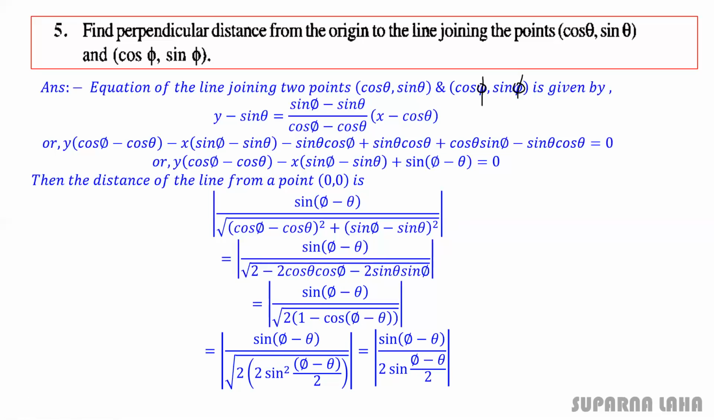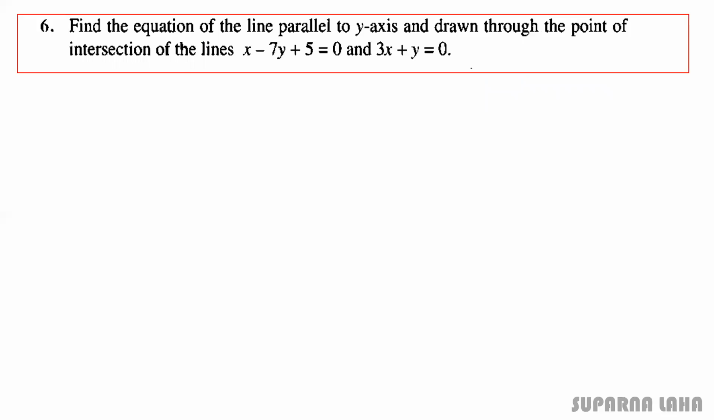So moving to the next question. Find the equation of the line parallel to the y-axis drawn through the point of intersection of these two lines. First of all, read the question very carefully. The line is parallel to the y-axis. Tell me, any line parallel to the y-axis is in the form x equals constant. So take any constant k. Let's take the equation of the line as x equals k.